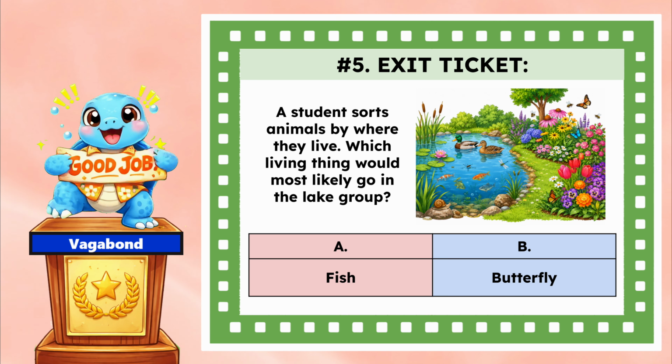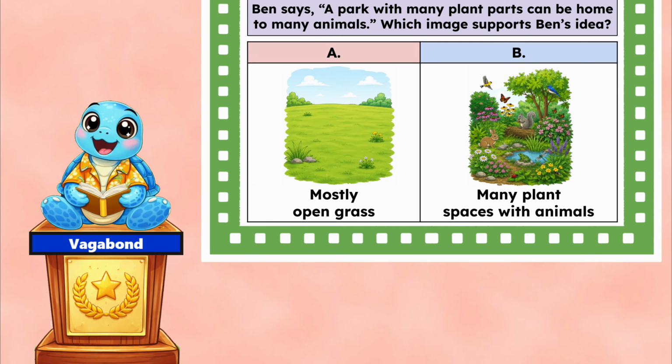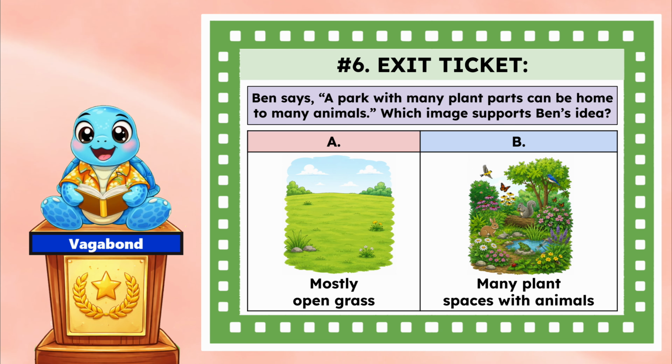And the correct answer is letter A, fish. Ben says a park with many plant parts can be home to many animals. Which image supports Ben's idea?